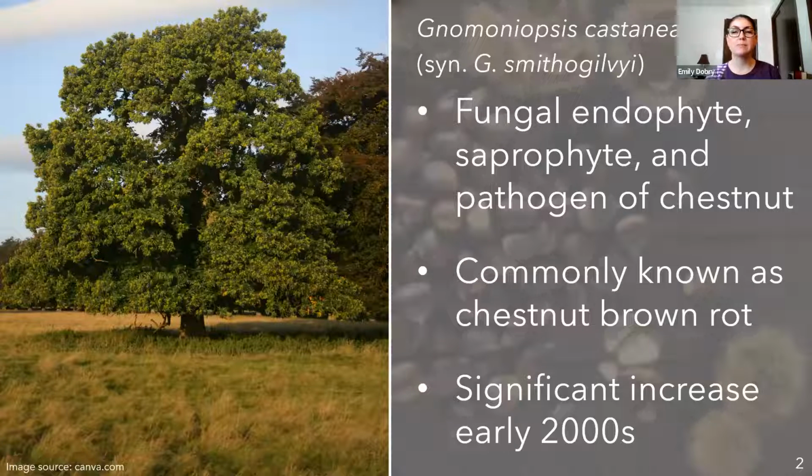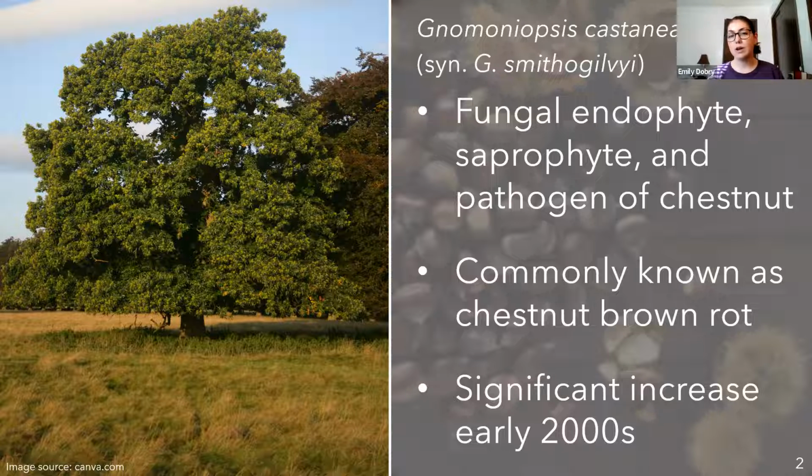Gnomoniopsis castaneae, also known as Gnomoniopsis smithogolvii, is a fungal endophyte, saprophyte, and pathogen most commonly associated with chestnut. Right now, as a pathogen, it's considered to be host genus specific to chestnut species. Its most readily recognizable symptom in its pathogenic form is brown rot of chestnut. So it rots the soft tissue of the nut. And this is why it's more commonly known as chestnut brown rot, which is certainly a lot easier to say than Gnomoniopsis castaneae.